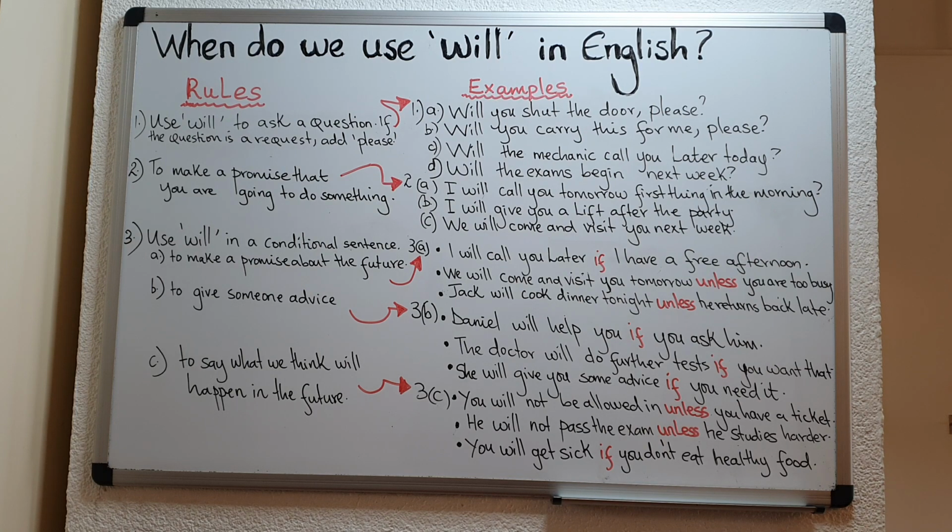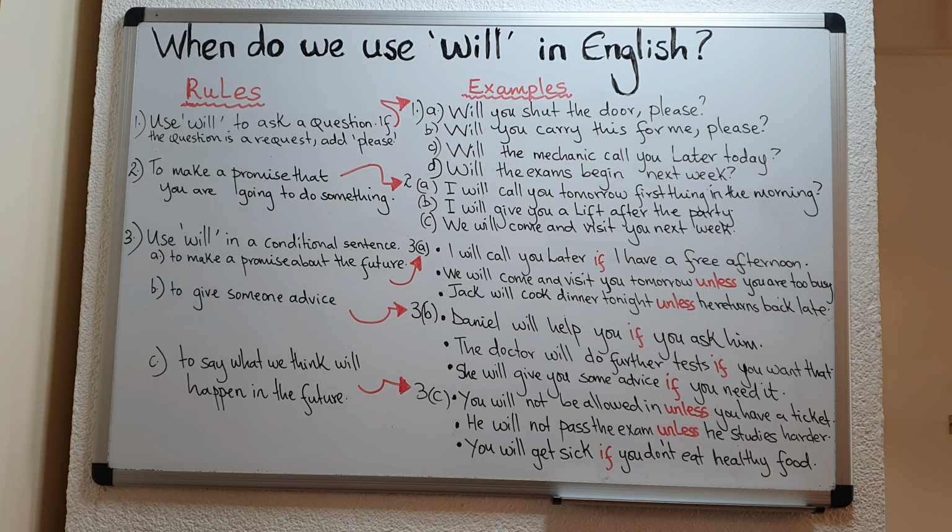The next example, Jack will cook dinner tonight unless he returns back late. Now, in that sentence, the fact that Jack will cook dinner depends on whether he returns back late. If he returns back late, then he will not cook dinner. So Jack cooking dinner depends on whether he will return back late. So you're making a promise about the future, but it is dependent on something else.